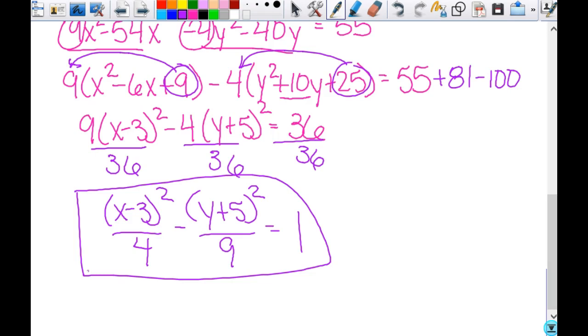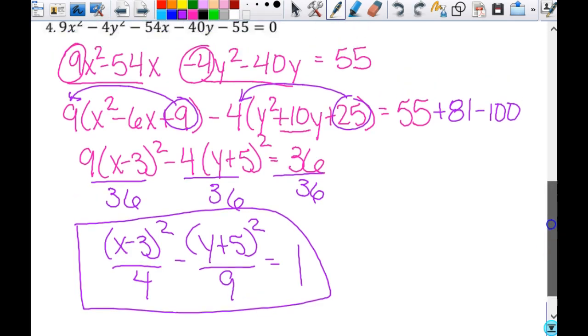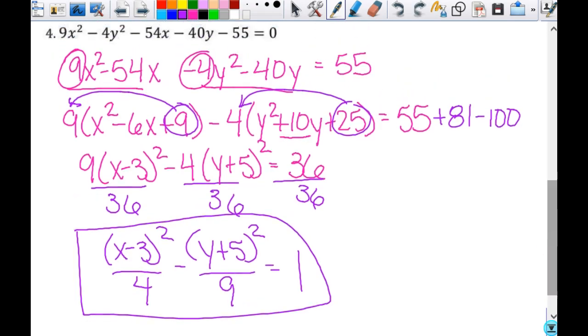Okay, so any questions about the whole completing the square thing there? Be careful with that. Right? You've got to factor these things out, and then you've got to use your multiplier and pay attention to the sign when you're factoring out and when you're using your multiplier. We good? All right, have a great day.